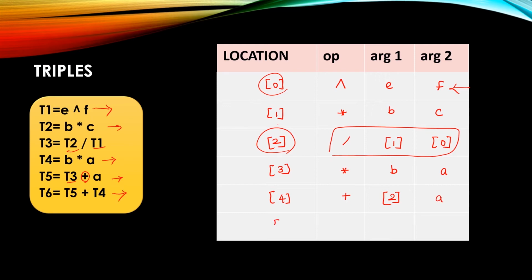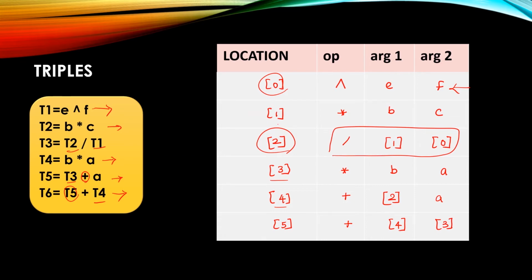Next, for the next statement T6, it is stored in the location 5. Operator is the addition operator. Argument 1 is T5. So where is the result of T5 stored? T5 is stored in the location 4. So location 4 becomes the first argument, and the second argument is T4, where the value of T4, that is B star A, is stored. It is stored in the location 3. So the second argument is 3.